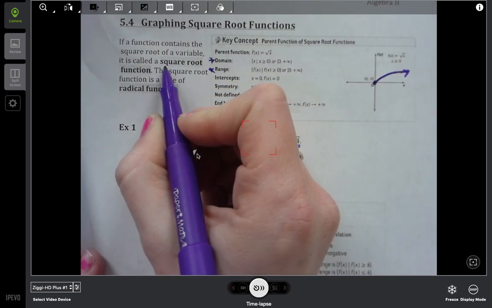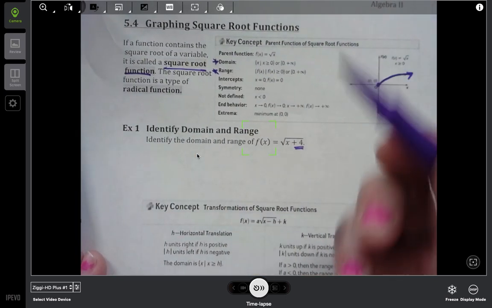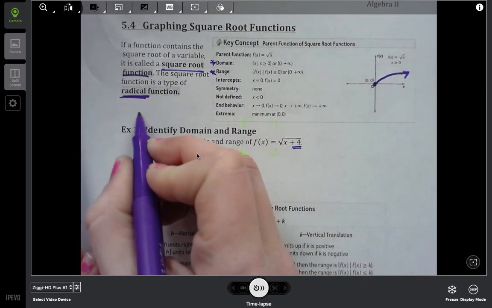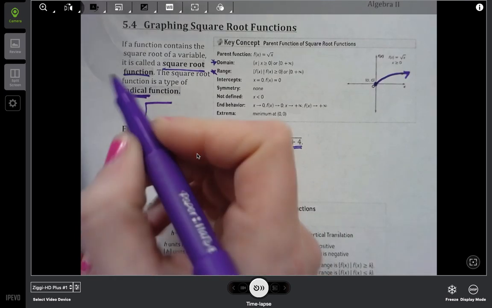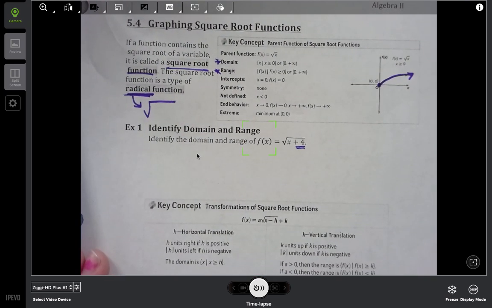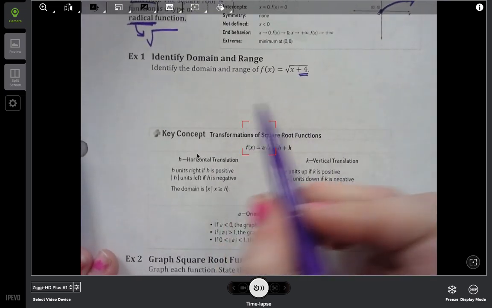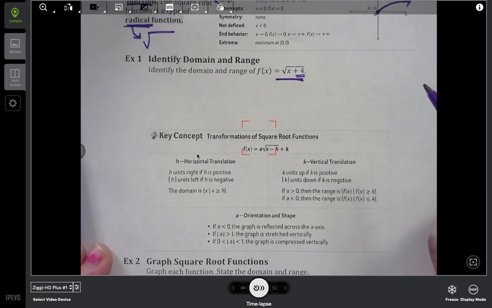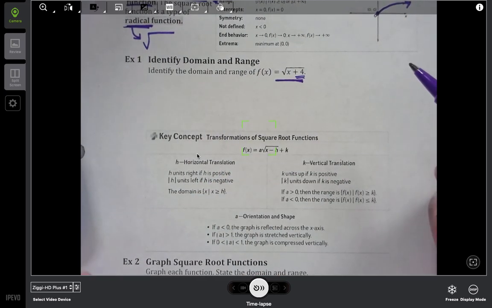So these are called square root functions, but sometimes you'll hear me call them radical functions because this symbol right here is called a radical. Okay, so radical functions and square root functions mean the same thing. All right. Identify domain and range. We're going to look at this guy and see what happens to him, and then we'll talk about domain and range, and it's very easy from there.